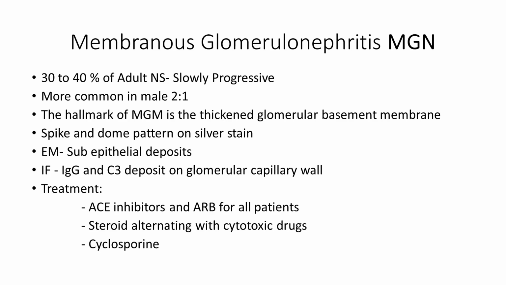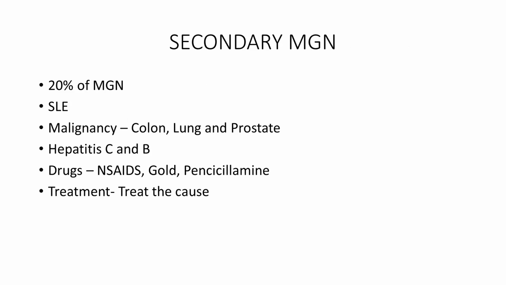Treatment is ACE inhibitors and ARB for all patients. Steroid alternating with cytotoxic drugs, and cyclosporin is also used. The mainstay of treatment of nephrotic syndrome is steroids, followed by immunosuppression consisting of cyclosporin and immunosuppressive drugs. The secondary causes of membranous nephropathy are SLE, malignancy, hepatitis B and C, and drugs, and we have to treat the cause.